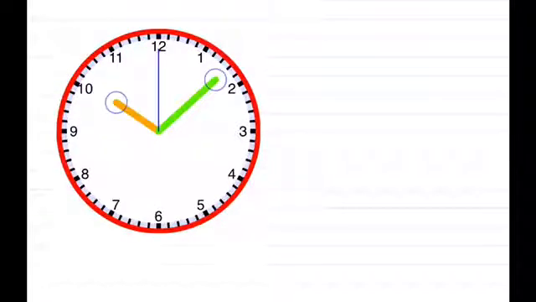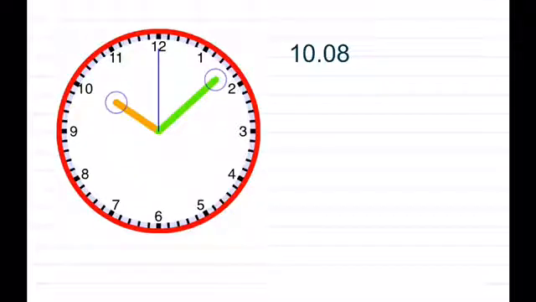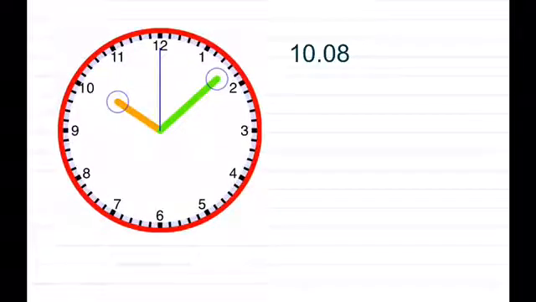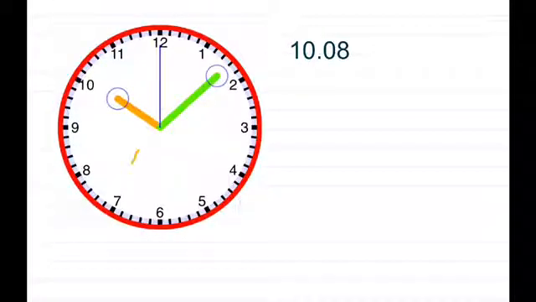Now let's try this once again. Write the time being shown on the clock. The time being shown on the clock is 10:08. When we tell the time, we begin by the hour and then by the minute. So we have 10:08. In what other ways can we express or tell 10:08?